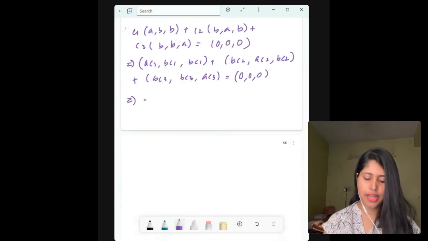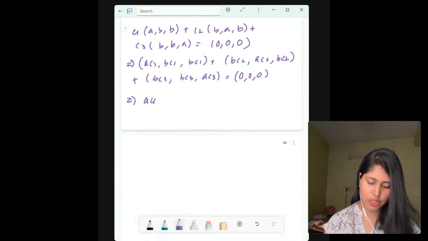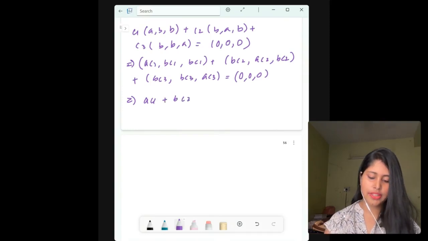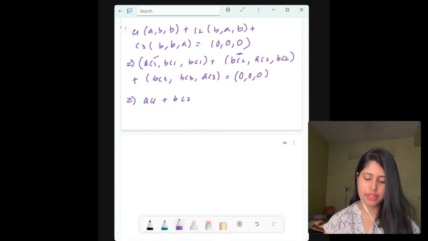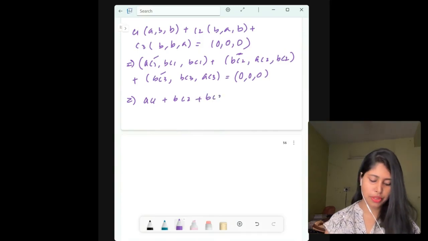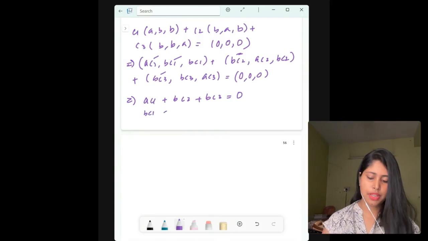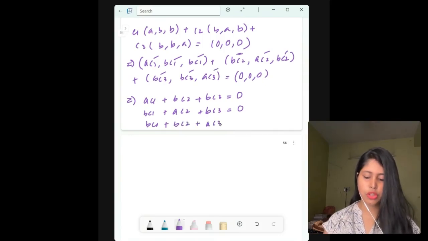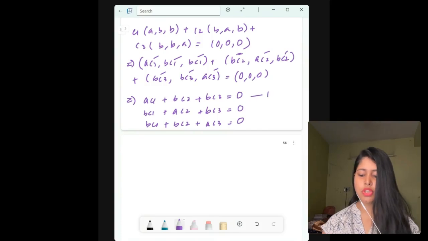So the first equation is AC1 plus BC2 plus BC3 will be equal to 0. The next is BC1 plus AC2 plus BC3 will be equal to 0. Third equation is BC1 plus BC2 plus AC3 will be equal to 0. So name the equations to be 1, 2 and 3.